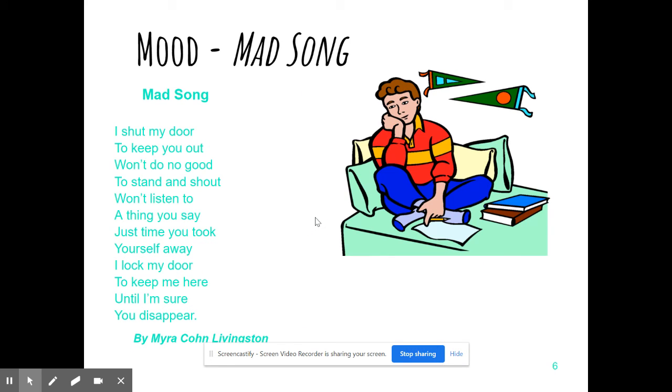Okay, here's the next one, Mad Song. I shut my door to keep you out. Won't do no good to stand and shout. Won't listen to a thing you say. Just time to look yourself away. I lock my door to keep you here until I'm sure you disappear.